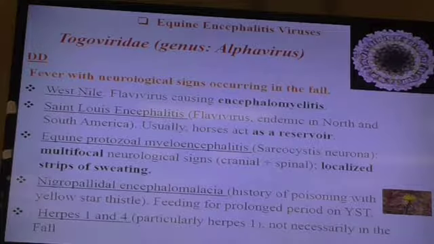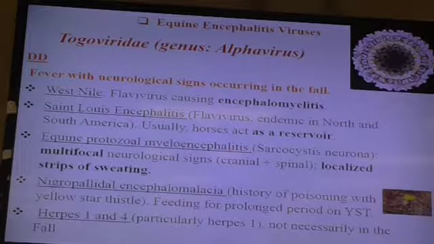The other one is poisoning by yellow star, eating yellow star flower. This happens when horses do not find food and they target areas that they are not really supposed to be in.